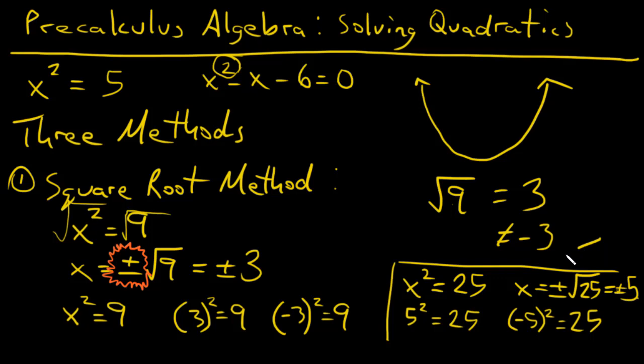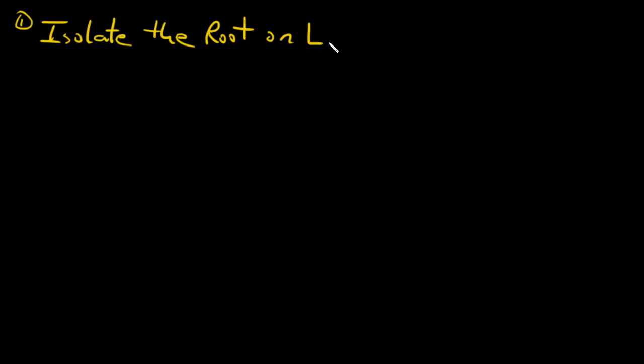Let's do some more examples. So the way that you can think about this is we are going to follow the same steps every single time using the square root method. This is what makes it such a nice method. The first step is always to isolate the root on the left side.